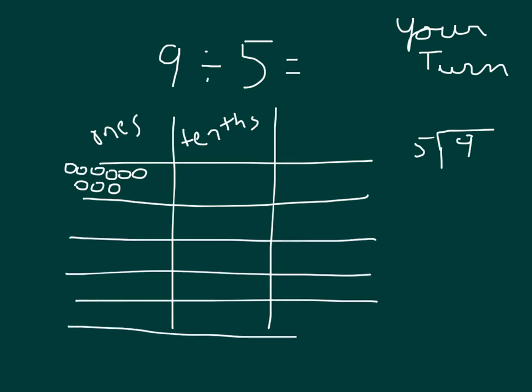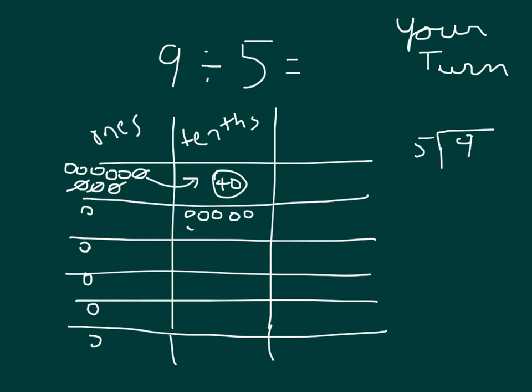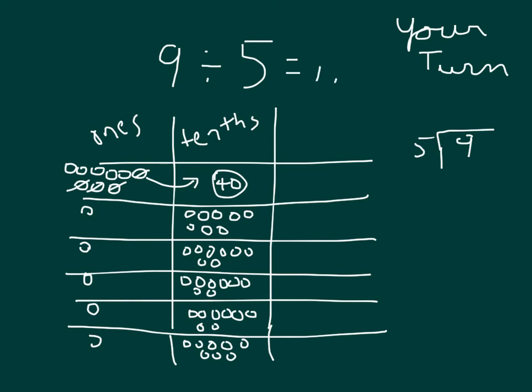5 groups in here. We have 9 divided by 5, so you get 1, 2, 3, 4, 5. And then I'd have to regroup 4 of them to the tens place. 40 of them there. And 40 divided by 5 is 8. It's actually 5, 6, 7, and 8. And I did the same in the other groups as well. The answer being 1.8.